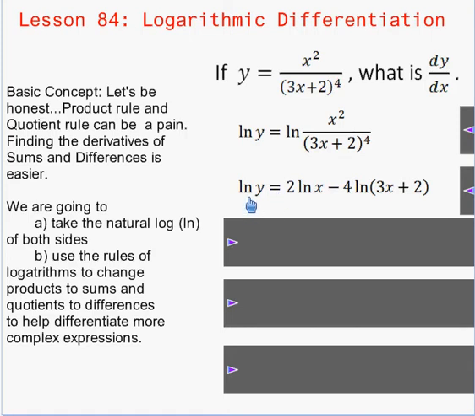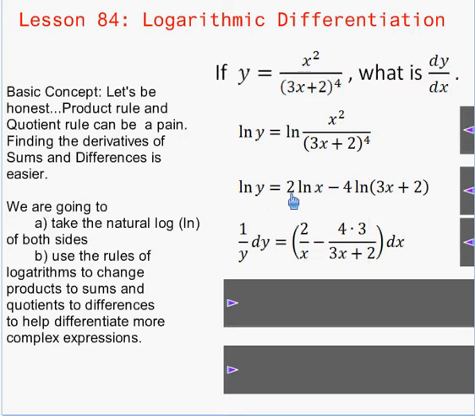So we're going to differentiate here. The differential of y is just 1 over y dy. Over on the right side, we got 2 times the differential of natural log of x, which is just 1 over x. For this one, we have to be careful. We have the 4 in the numerator, and this is going to be 1 over 3x plus 2, but we also have to take the derivative of what's inside. So we still do have to use the chain rule. So the derivative of 3x plus 2 is just 3, and that's where this 3 comes from right here.